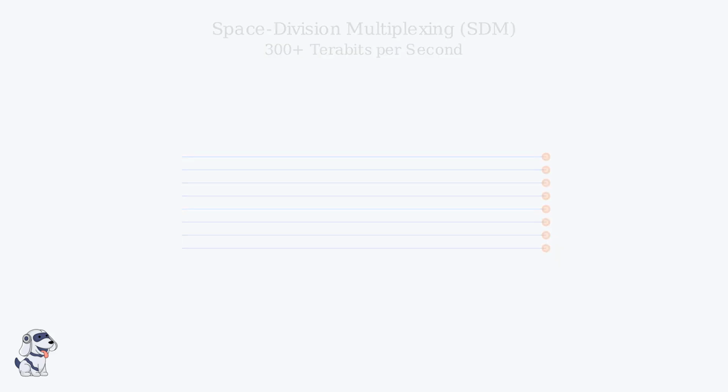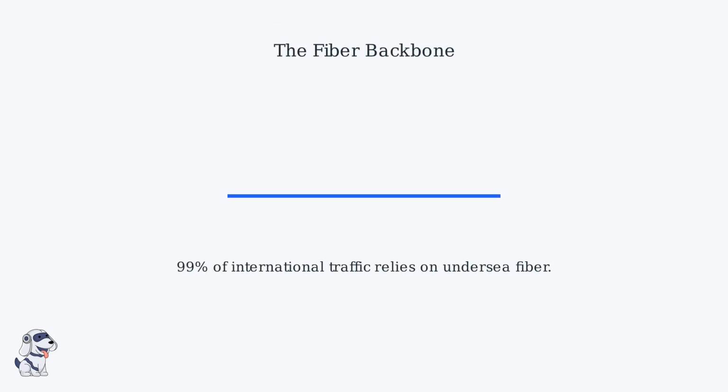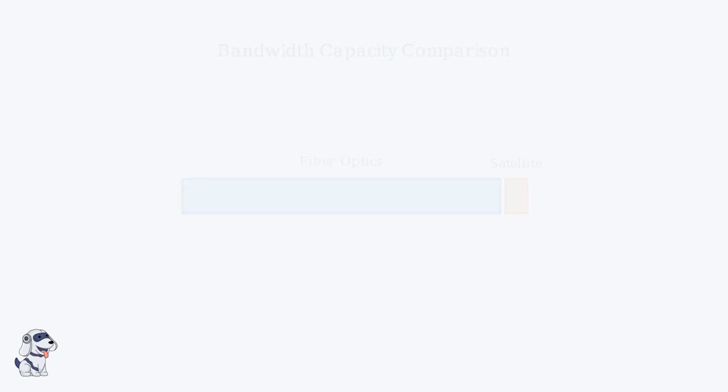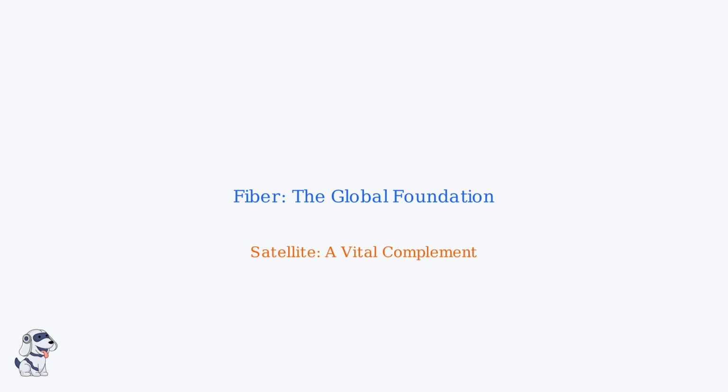It is a common misconception that satellite technology will replace fiber optic cables. In reality, over 99% of global international data travels through undersea fiber optic networks. While satellite systems provide a vital service for remote connectivity, they simply cannot match the massive, near-infinite bandwidth capacity of modern submarine fiber cables. Fiber acts as the global foundation for our digital world, while satellites serve as a vital complement for specialized, remote access. They do not compete, they complete each other.